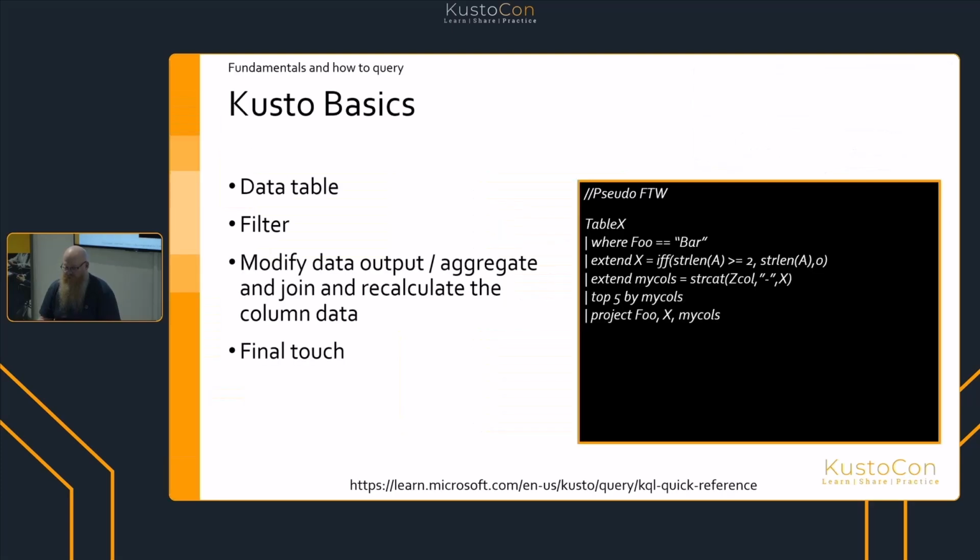So how does it work? The basics of Kusto, on a theoretical level, is that we have a data table, we apply a filter to that, and then we modify the data output, and we aggregate or join with other columns to get the data set that we want, and then we apply the final touch. Which columns do we want to show, or do we want to visualize the data, or show the top 50 rows or something? But this is the basics that you go through on all your queries, and then you add more or less of these items.